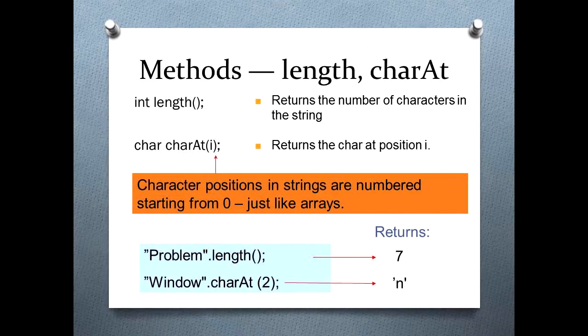So this is how we invoke empty strings. Methods. In methods, we are going to discuss length and character at. So what is length? What is the use of length? Int length returns the number of characters in the string. Char character at I returns the character at position I. So let us see with the example. Problem dot length. So problem dot length is a method.